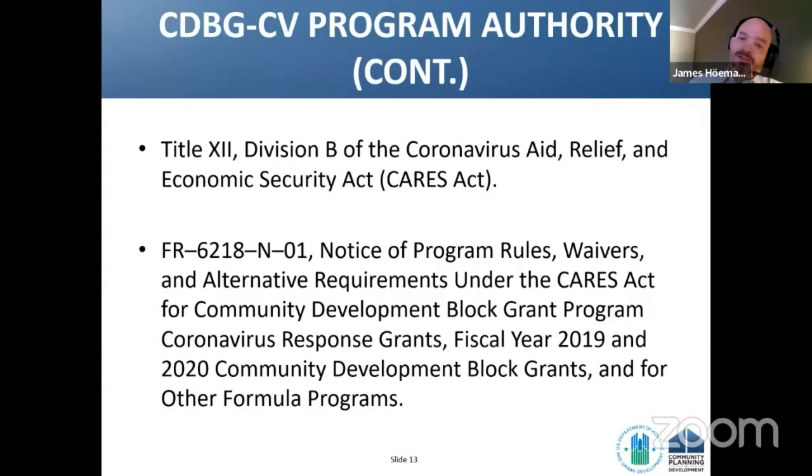That is the citation there on the screen. That is our Federal Register notice. It is located on HUD.gov, as well as there's a link on the HUD Exchange.